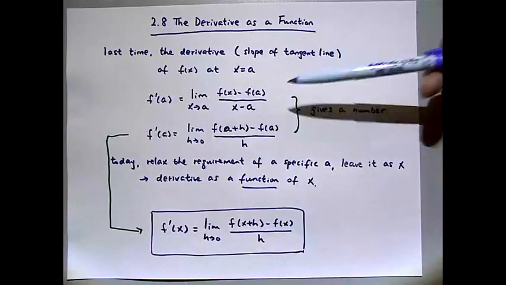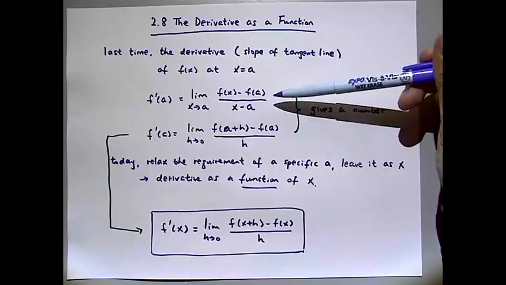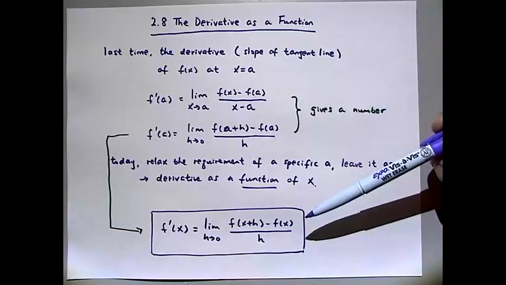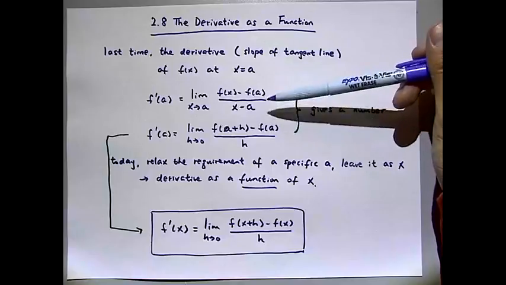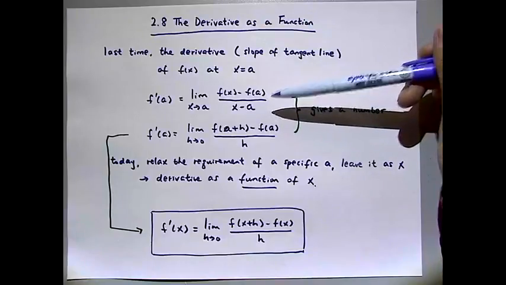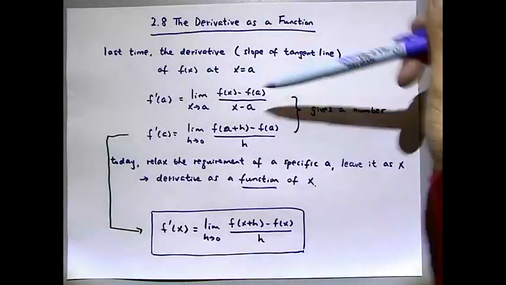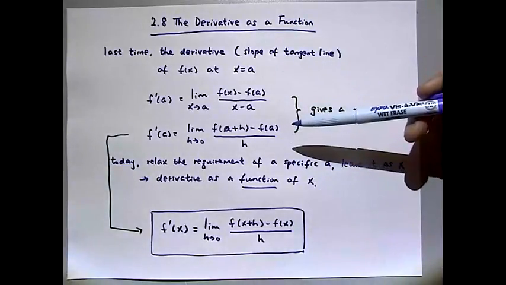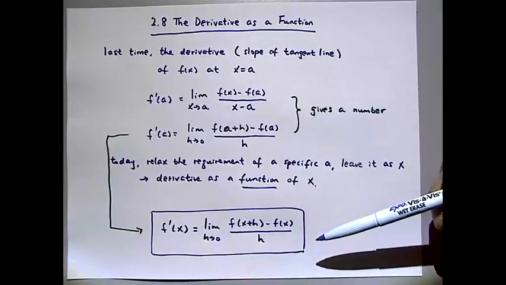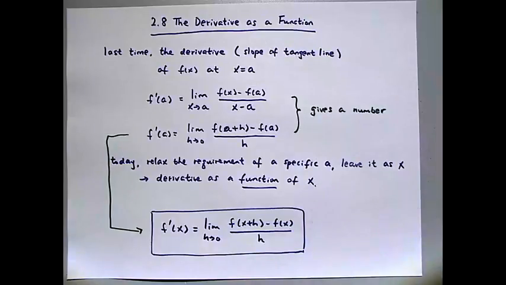The first form is not a very convenient form for that purpose. If I change this a to an x, it doesn't get me anywhere. I get 0 over 0, the limit of 0 over 0. That doesn't get us anywhere. But the second one, just one slight tweak, and now we've got a function. So this function has a graph, has a domain, has a range, and all that stuff that every function has.